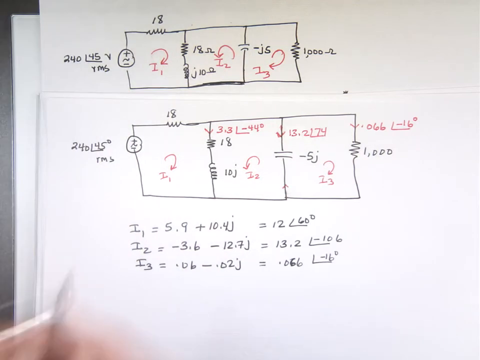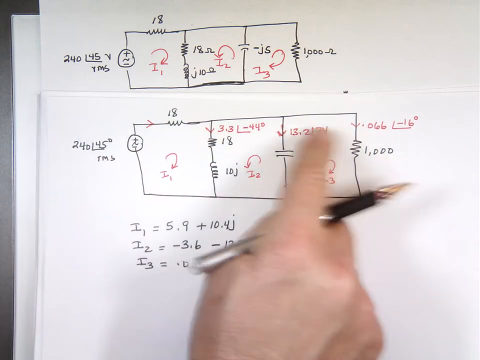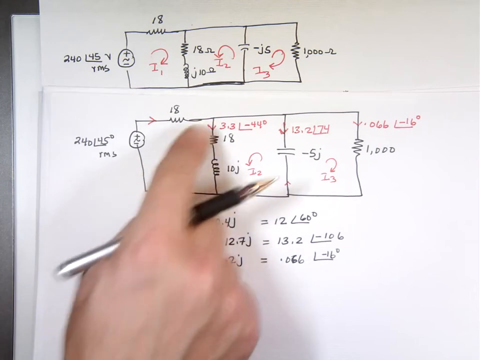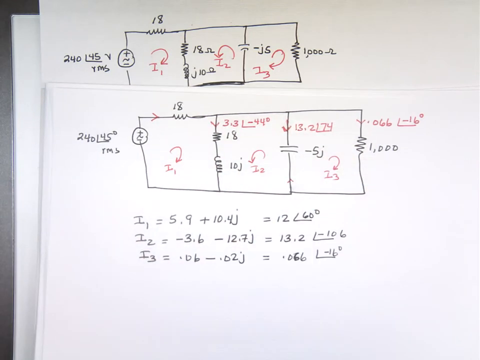And what is this current? This is the sum of the three of them, KCL. All the current entering the node equals all the current leaving that node. So let's see what that number is. Just double check these numbers again. Don't trust me.